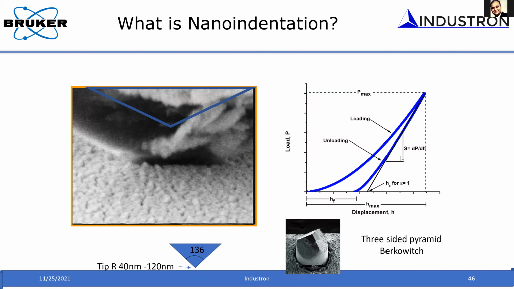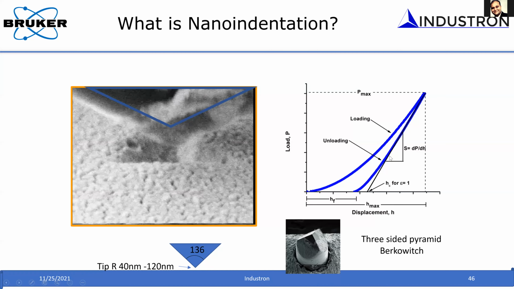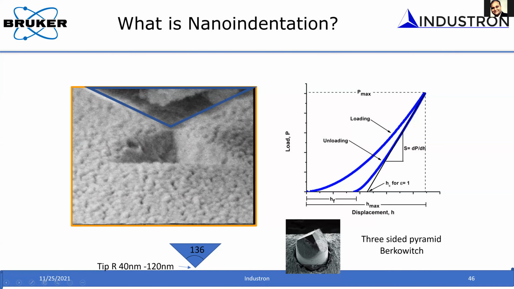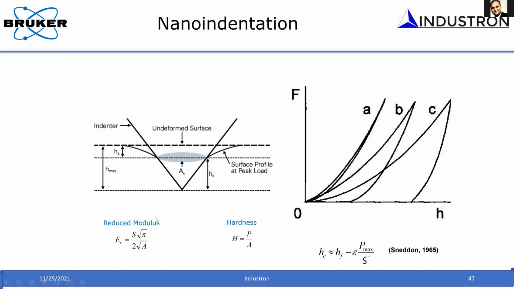From that load displacement response, one can measure the stiffness of the material by taking the slope of the unloading curve. Knowing the stiffness from the unloading curve and the geometry of the probe, one can calculate the modulus and hardness of the material. Hardness is nothing but the maximum load you apply divided by the projected area of contact. Area of contact can be computed by knowing the indenter geometry and the area function that you calibrated.